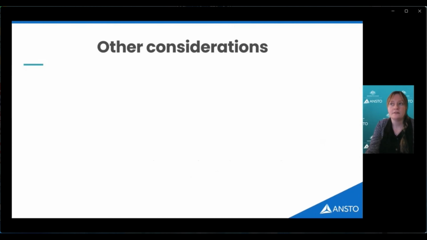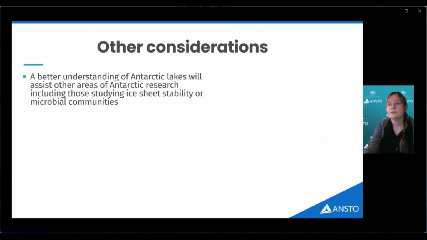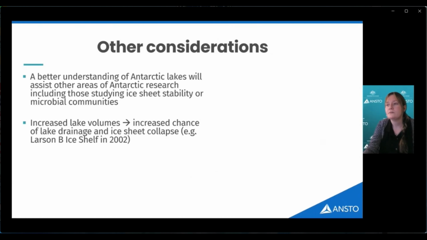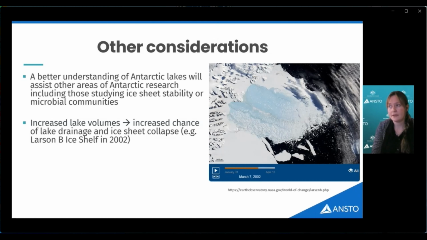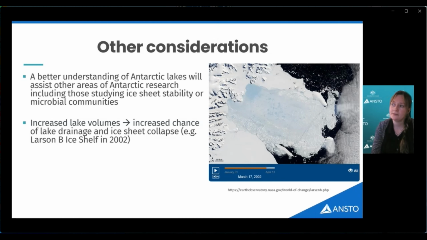There are a couple of other things that we need to consider. Understanding Antarctic lakes better will help us with research in other fields, including studies of ice sheets and microbial community compositions. So, for example, increased lake volumes may lead to an increased chance of lake drainage and ice sheet collapse, which was the case in 2002 when the Larsen B ice shelf collapsed after a series of meltwater ponds formed. And you can see these meltwater ponds here and the animation just showing that collapse.